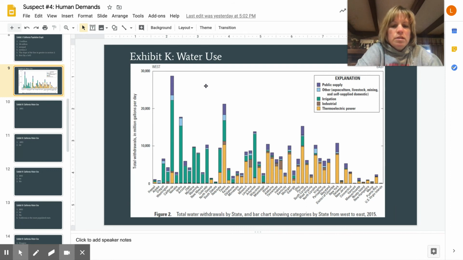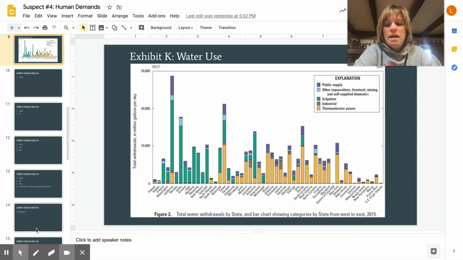And so when we look at California's bar graph, you notice right here how it says public supply. Public supply means basically water coming to homes and schools and businesses, and this color is only a small part. So would it really help? Well, sure, it'd help a little, but would it solve California's water problems if people took shorter showers and didn't water their lawns? And the answer to that is no. So that should be a disagree.